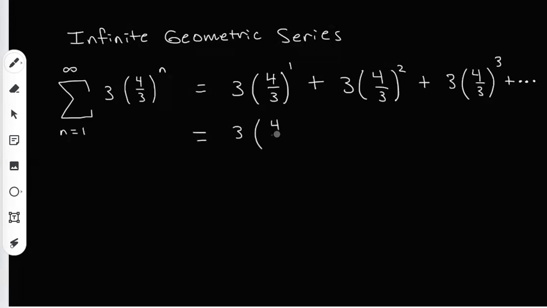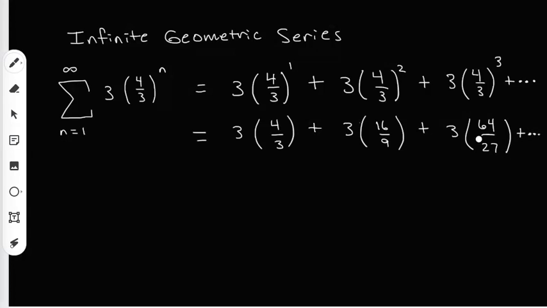So for the first one, when I raise that to the first power, it's going to be 4/3. If I raise this fraction to the second power, I'm going to get 16/9. And if I cube this 4/3, I'm going to get 64/27. And then I'll put the plus ... at the end.